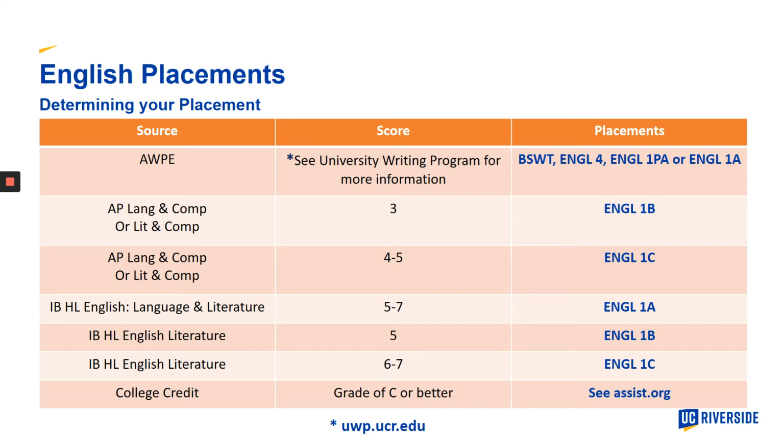Some students may have earned English credit through dual enrollment or summer classes at a community college taken prior to attending UCR. Course equivalencies for these courses can be found at assist.org. Please see our video, Welcome to assist.org for CNAS students, for help on how to navigate that website. For classes taken at a UC, Cal State, or out-of-state institution, please see your academic advisor.